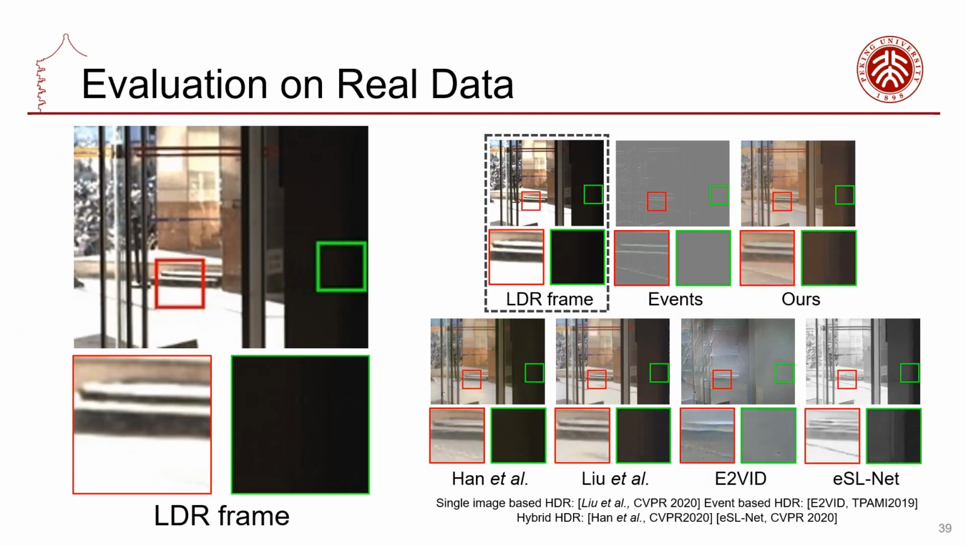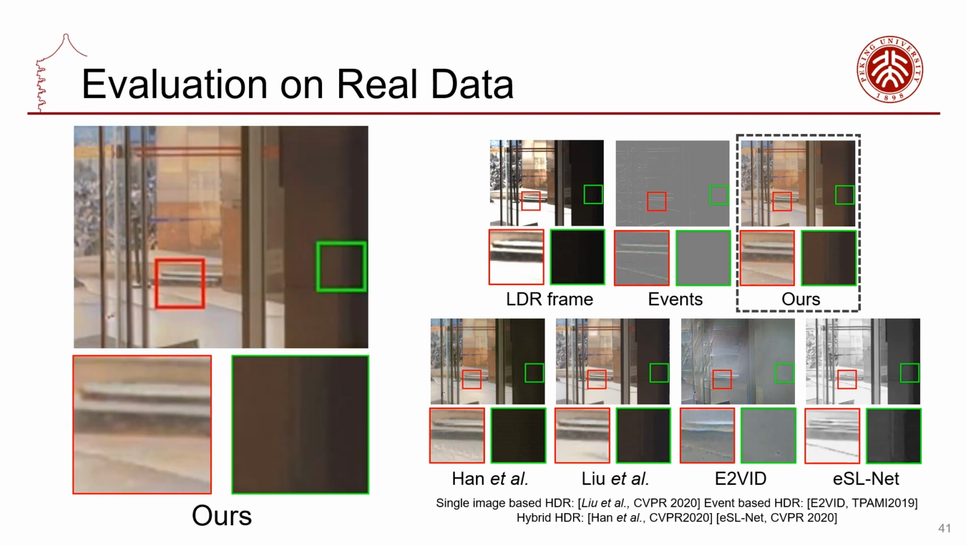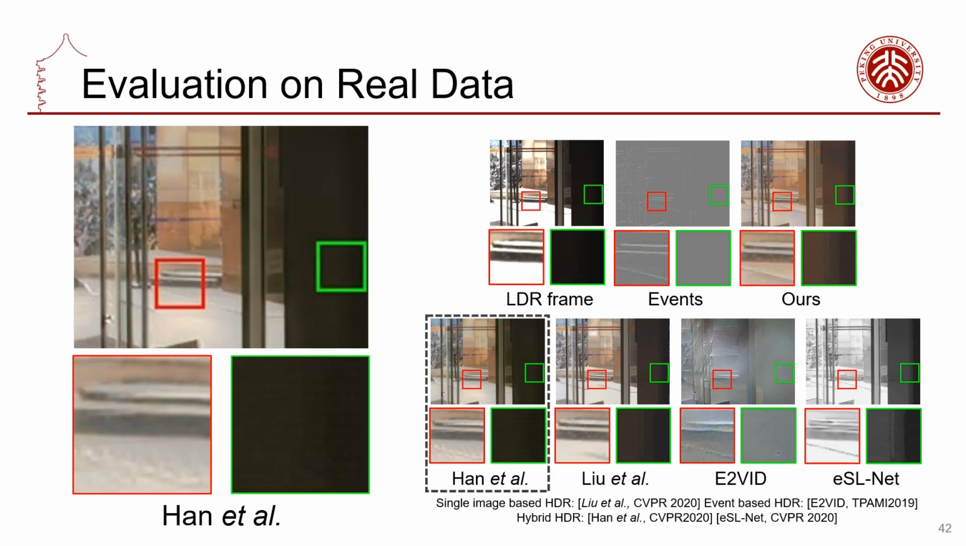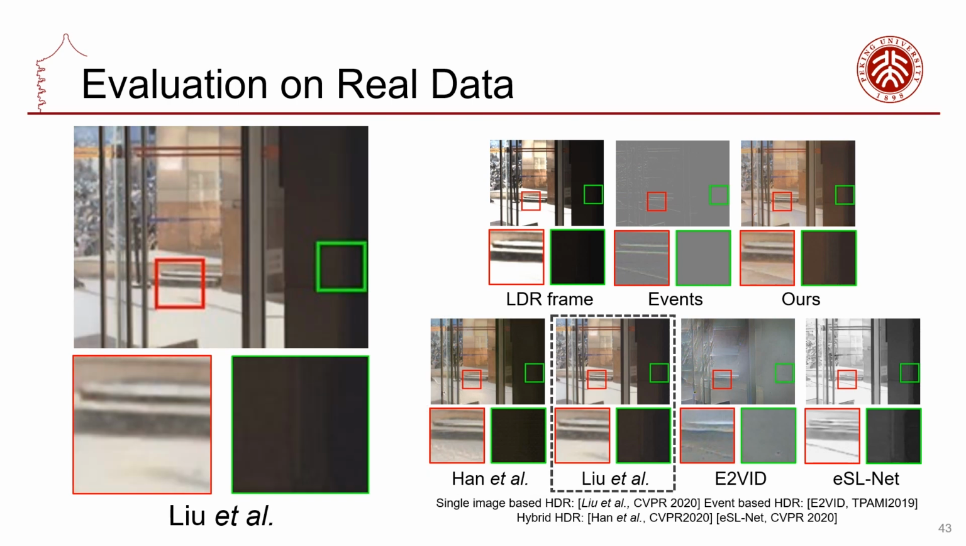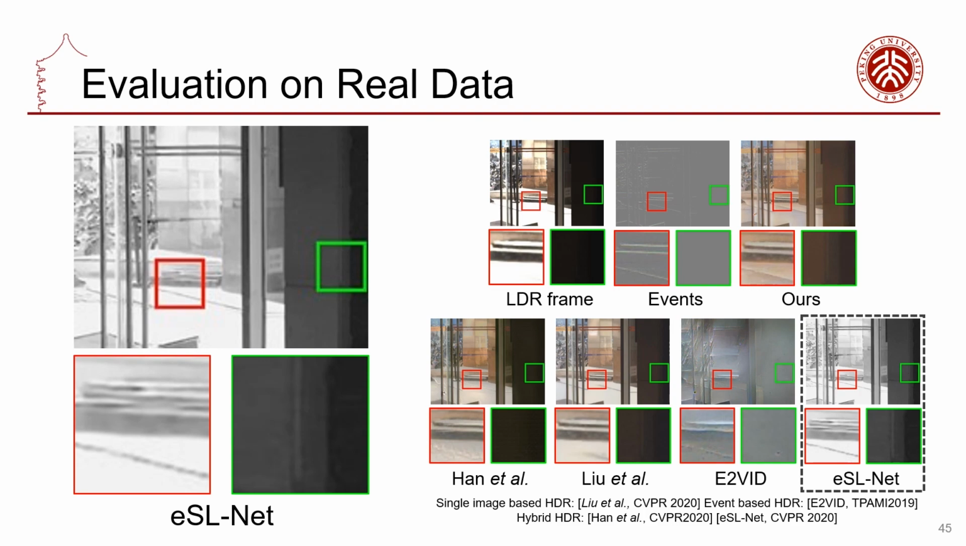The next is the results on real data. The LDR frame has no texture on the floor and severe noise in the dark. Events provide the texture on the floor, but less information in the dark. The proposed method can recover the floor texture and reduce noise. Han et al. cannot recover clear texture and suffer from severe noise in the dark. Lau et al. cannot recover texture on the floor. V2V cannot reconstruct texture in the dark. The result of ESL-Net has texture mismatching with LDR.